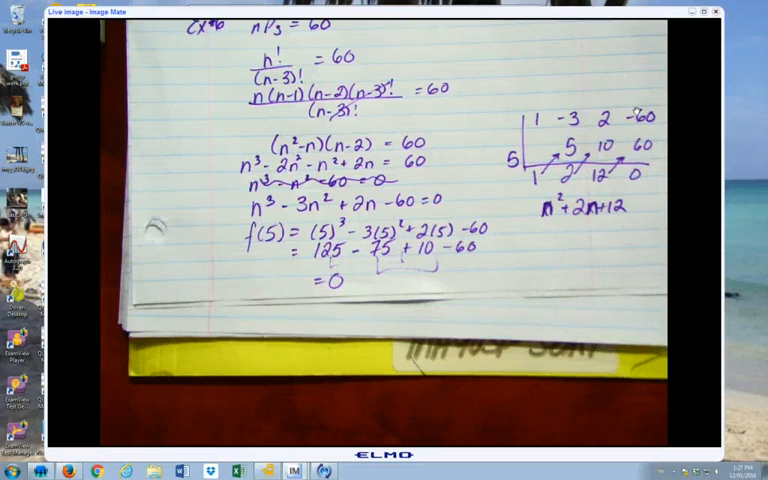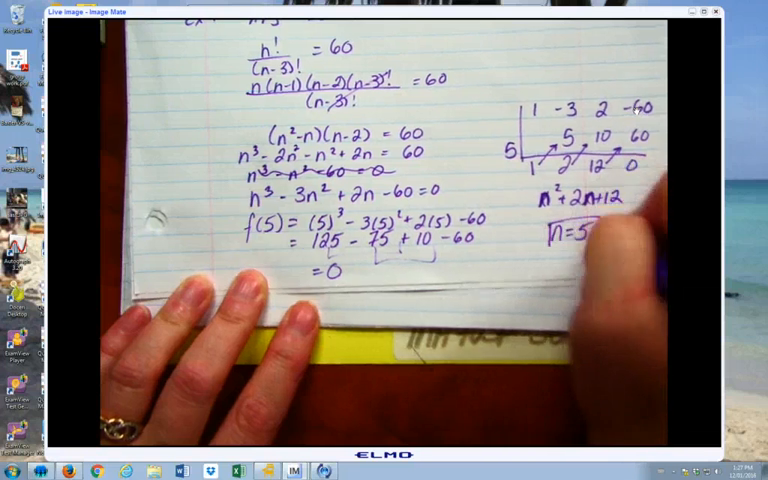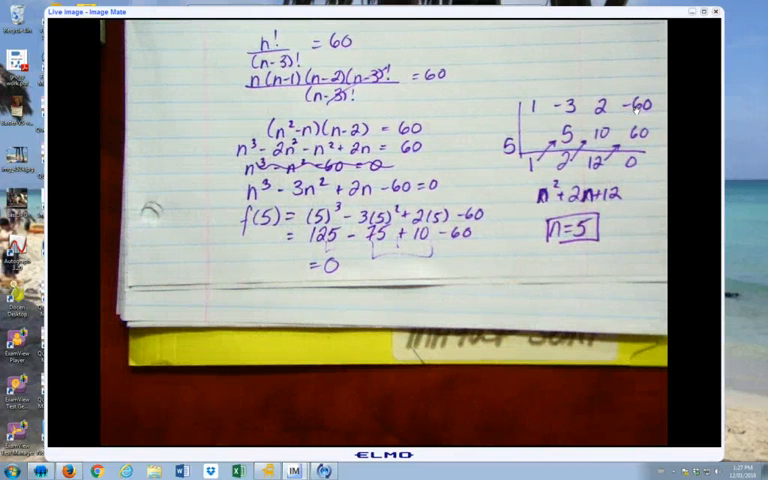It tells you we already know it. What does n have to be? N has to be 5. Oh, there's only one. Then I'm completing the square and do all this stuff.